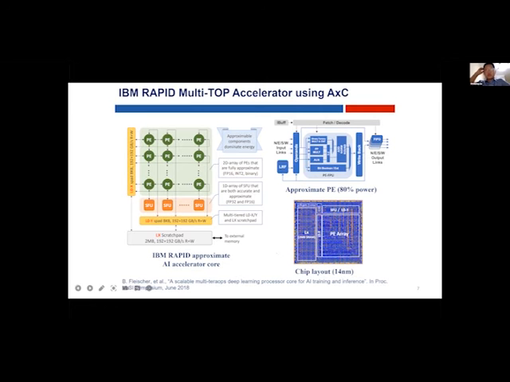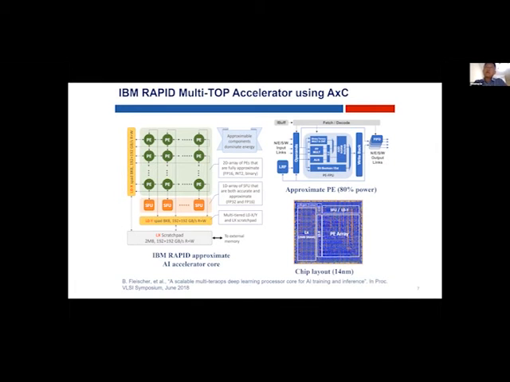Here we show two examples from industry. First is from IBM. They have proposed a multi-core accelerator for AI algorithms using approximate computing. Here it shows the accelerator cores. As we can see, it has a number of processing elements. These processing elements consume around 80% of the whole power consumption of this chip.